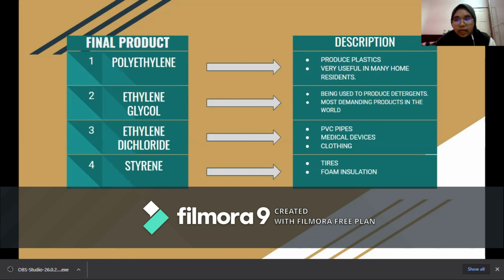The last part is styrene. From styrene, we can produce very common products used in automotive, which are tires, and also foam insulation. Foam insulation is one of the products used in the insulation process. So I think the market for ethylene products is very good in Pengerang, especially because there are many factories and companies that produce many types of byproducts from ethylene.